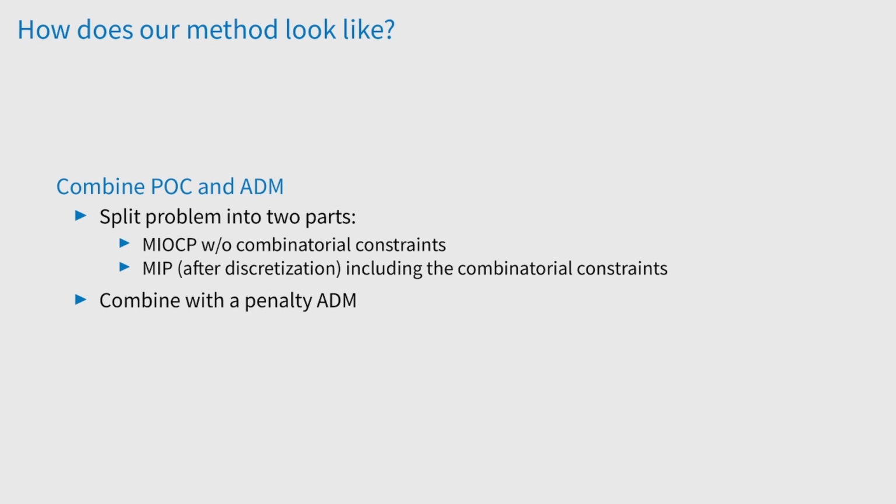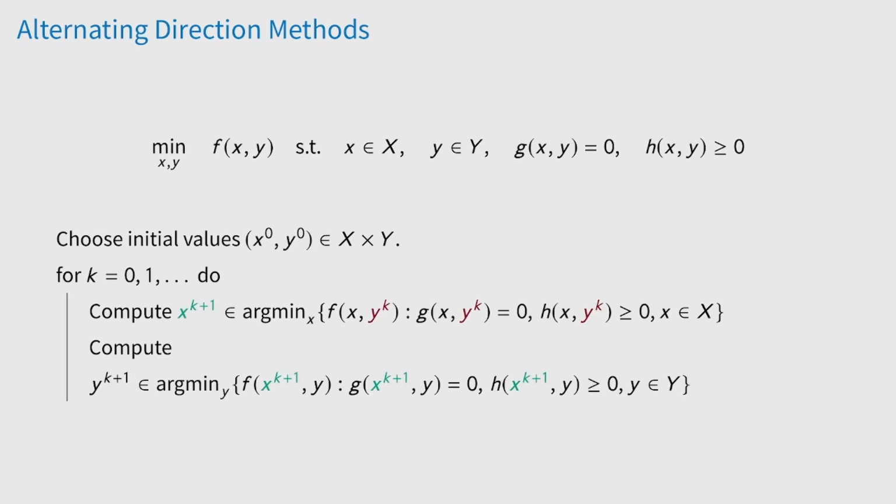So what do we do? We combine and leave partial outer convexification. This is our workhorse. But we use a split of the problem into two parts to then glue them back together with an alternating direction method, or our penalty alternating direction method. So we split it into two parts, the mixed integer optimal control problem without the combinatorial constraints, and then a mixed integer problem with the combinatorial constraints, and then we glue this together using penalty ADM.